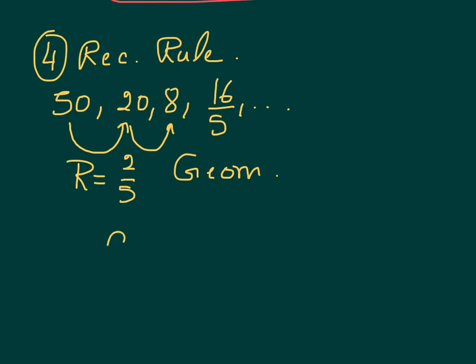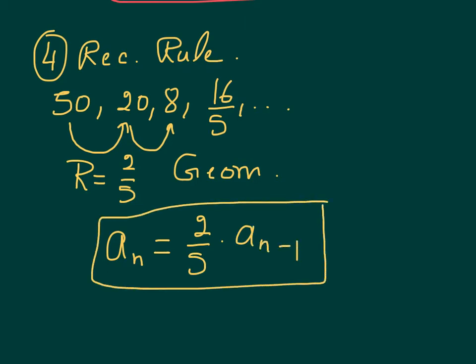So the rule should be a_n is equal to r times the previous term. And I gave you those formulas at the beginning of the lesson. Keep them in mind. This is the recursive rule.